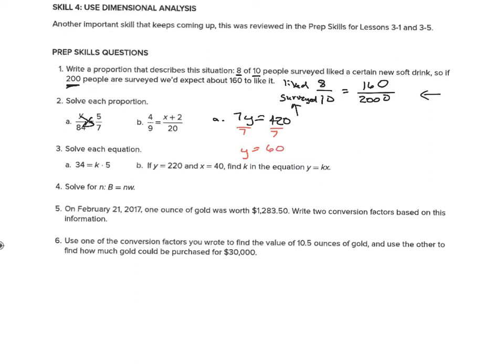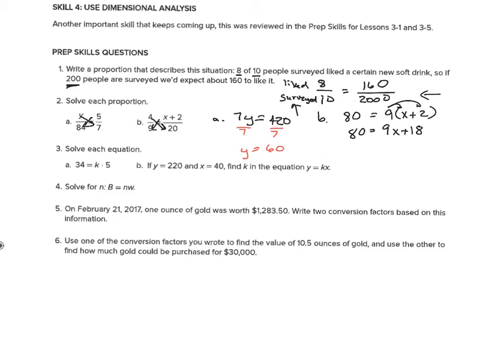Okay, let's do B. B's going to be a little bit more complicated. Again, we're going to do our cross products. So 4 times 20, that's going to give me 80. And I have the 9 times x plus 2. So let's go and distribute here. So I have 80 equals 9x plus 18.